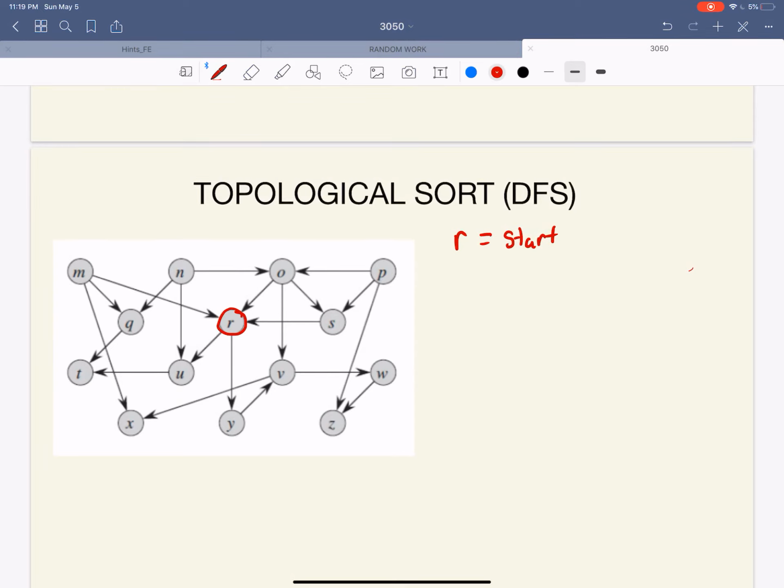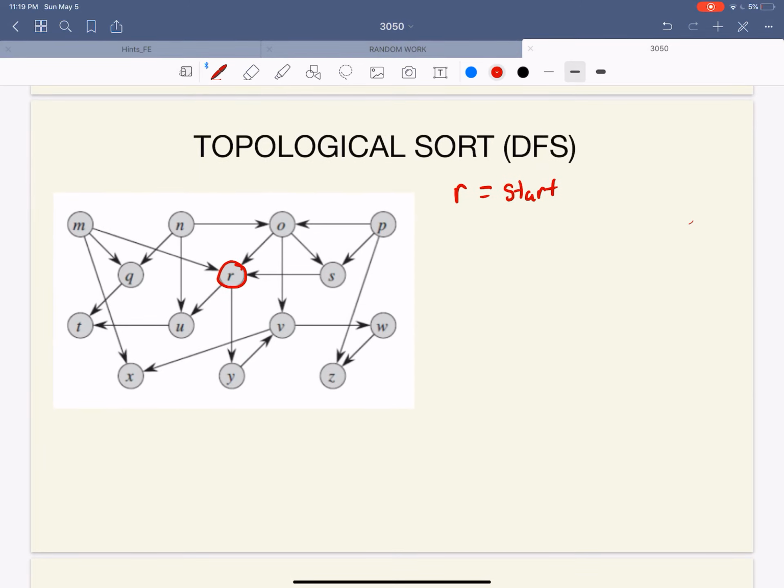Hey guys, today I'm going to show you how to use a topological sort. So for this one we're told to start from R, but otherwise you'd start from a vertex that has no incoming edges. So like P would be an option, M would be an option. It doesn't have any coming in, they're all coming out. So that'd be a good place to start. You could do it for any of those.